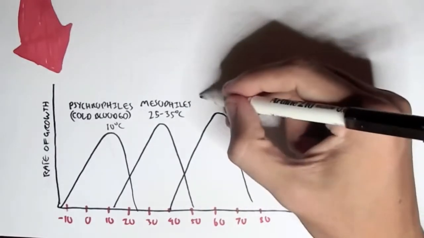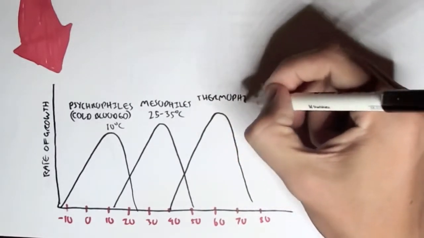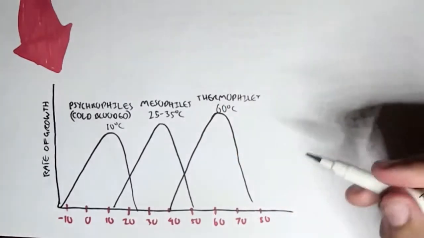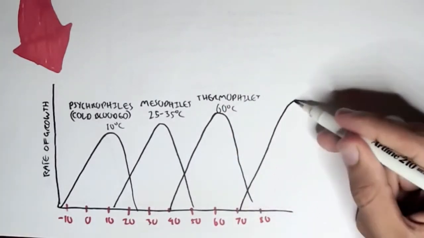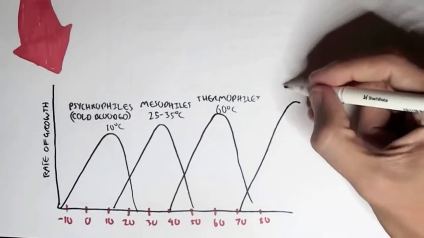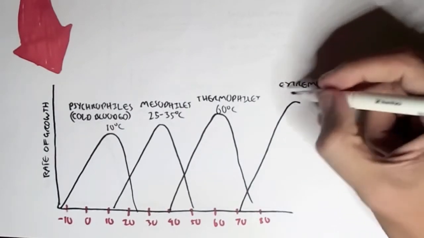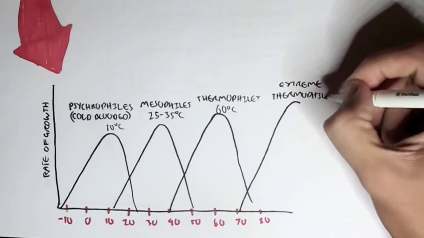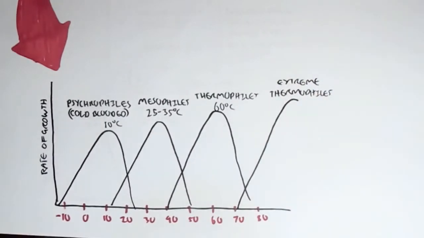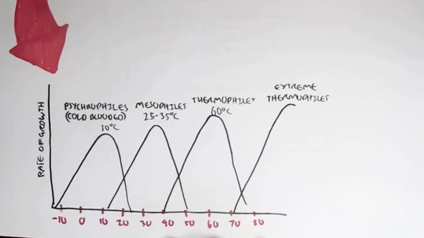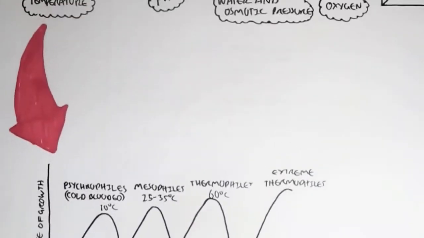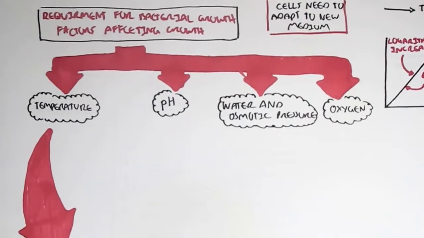And then we have bacteria known as thermophiles, which grow mostly under hotter conditions, where the optimum is about 60 degrees Celsius. And after this, we can even have other extreme thermophiles, which have optimum growth over 80 degrees Celsius, nearly 100. So from this graph of temperature, we can see how different bacteria require different temperatures for optimum growth.